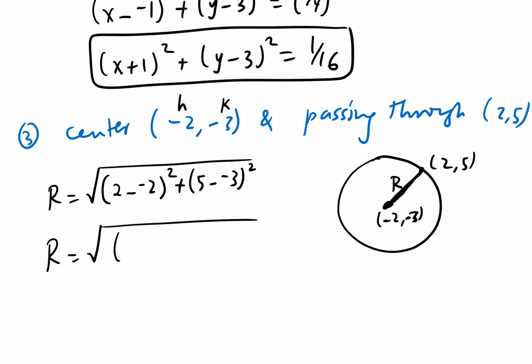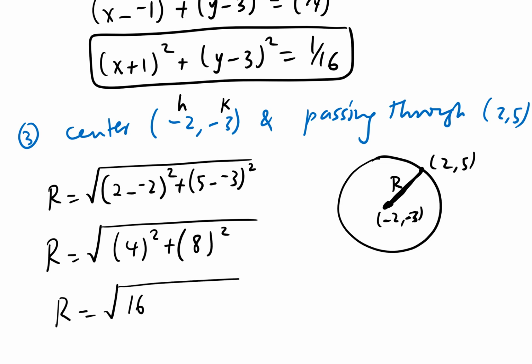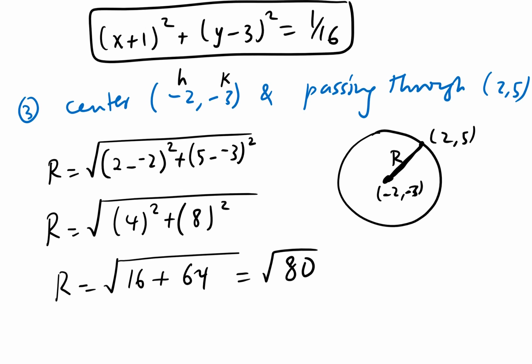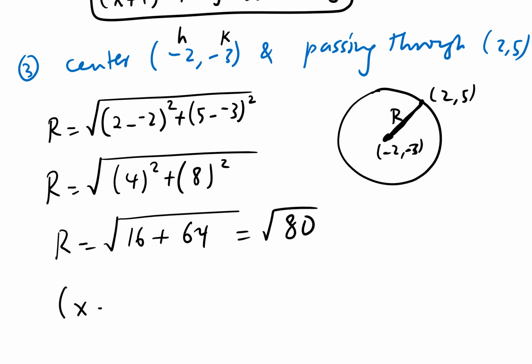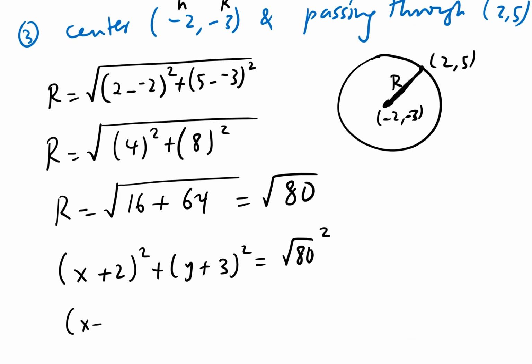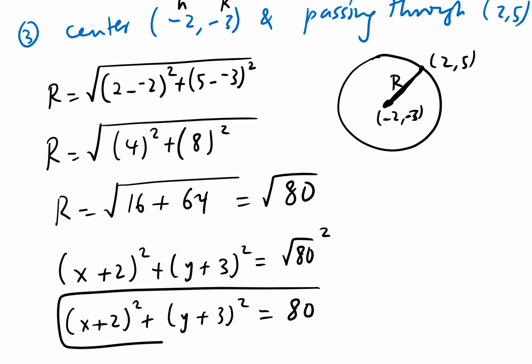This is 2 plus 2, that's 4 squared, plus 5 plus 3, that's 8 squared. So r equals the square root of 16 plus 64, which is the square root of 80. Then the equation becomes (x minus h) squared plus (y minus k) squared equals r squared. So (x plus 2) squared plus (y plus 3) squared equals 80. That's the equation of the circle.